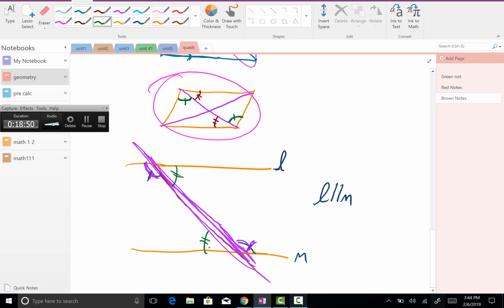So hopefully you're getting that. Miss Knudsen knows the names of those angles, so she can help you with it if you don't. You're going to need that information when you get to do your assignment.